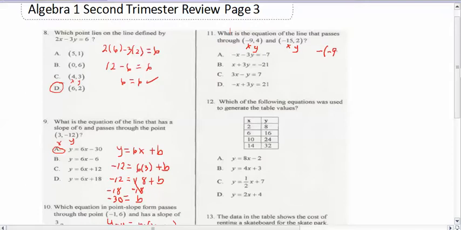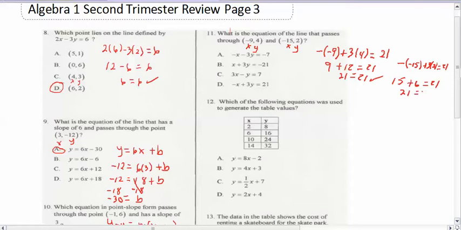It's a negative 9 is my x, plus 3 times 4, and I'm going to see if that will work out to be positive 21. Well, I have 9 plus 12. That's 21 is equal to 21. So that one works. Now I'm going to try the next one. I have negative 15 plus 3 times 2, is that equal to 21? So I have 15 plus 6, is that equal to 21? 21 is equal to 21. And that is working. So it's letter D.